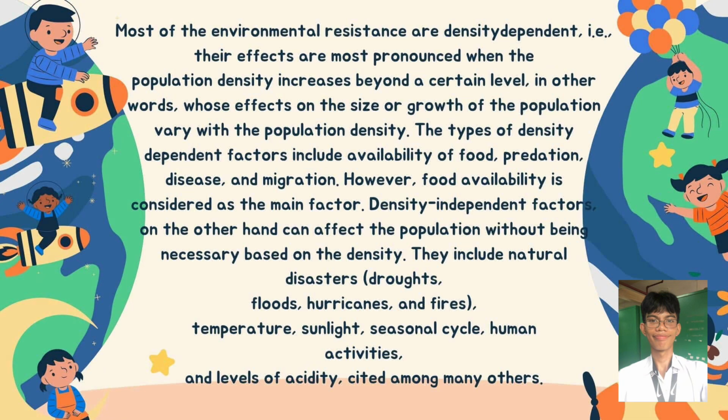Most of the environmental resistance factors are density dependent. Their effects are the most pronounced when the population density increases beyond a certain level. In other words, their effects on the size or growth of a population vary with the population density. The types of density-dependent factors include availability of food, reproduction, disease, and migration. However, food availability is considered the main factor.